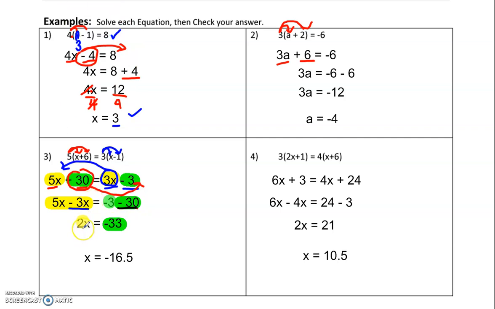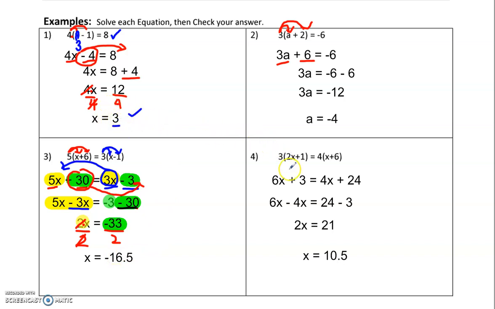The last step is this 2 is multiplying the x. Let's get rid of it by doing the opposite, which is a division. You're going to do the same to the other side. And you get 2 divided by 2 is 1. -33 divided by 2 is -16.5. It's okay to have these decimal answers. That's not a big deal. You can have fraction answers or decimal answers, but obviously we really like these nice clean answers.